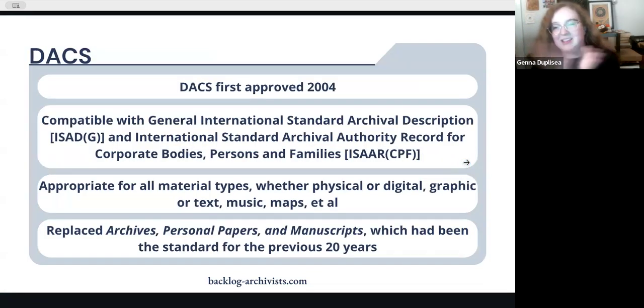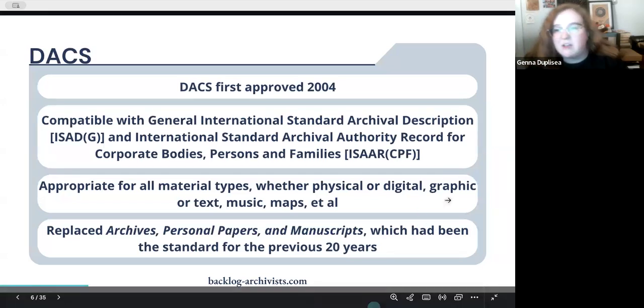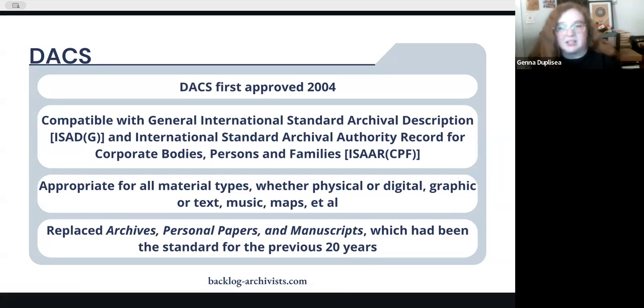So DACS is Describing Archives: A Content Standard. It is our manual for creating a narrative about aggregate archival materials. So when you think about, oh, I'm describing something in Dublin Core, it's often a photograph or something. You could describe a collection using something like Dublin Core, but DACS is more than a metadata standard. It's a guide for how we think about description.